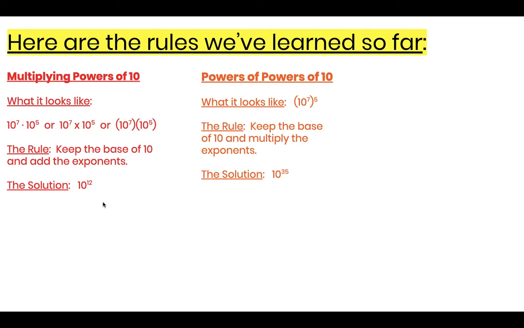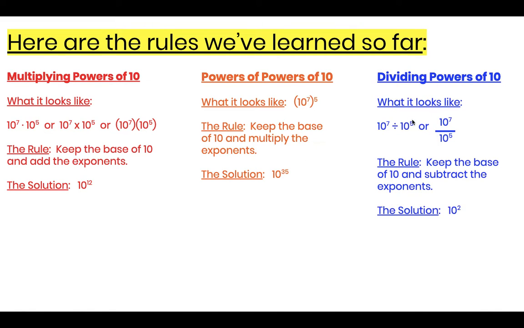Next rule is a power of a power. What that means is we have an exponent inside parentheses and an exponent outside the parentheses. So we're raising to a power. How we say this is 10 to the 7th power all raised to the 5th power. And our rule is keep the base of 10 and then just multiply our exponents. So in this case, we keep our base of 10 and multiply 7 times 5, which is 35.